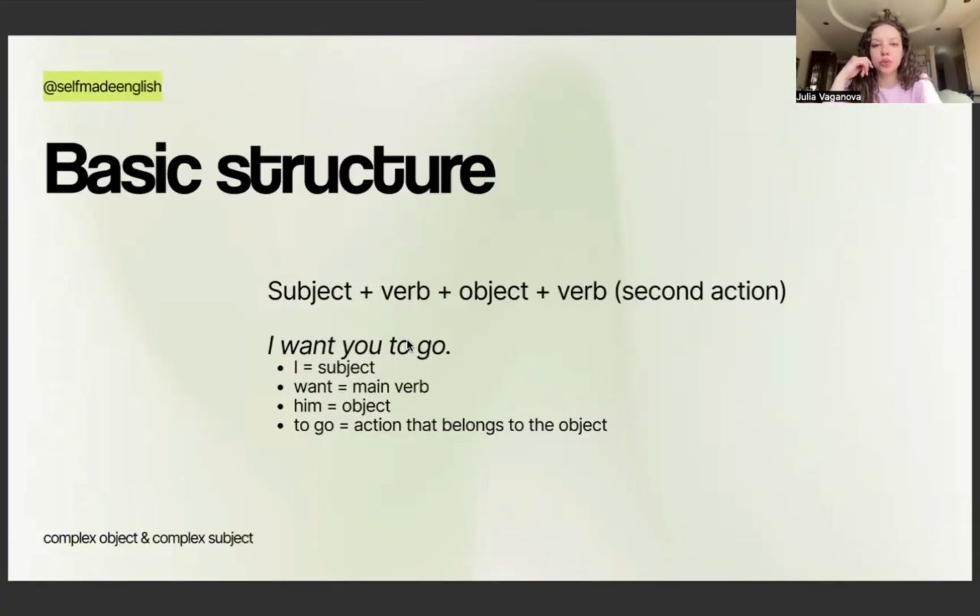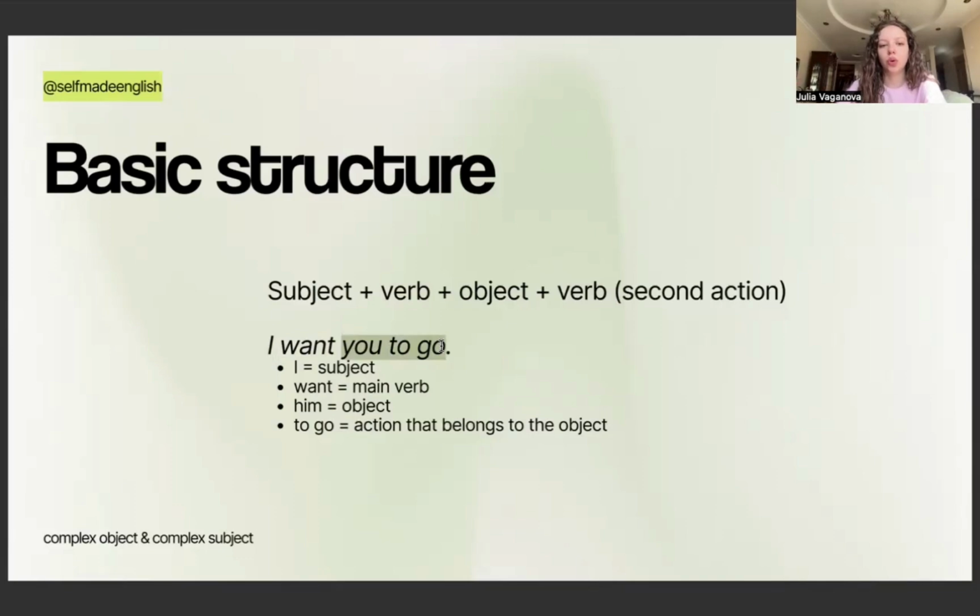Let's go. So first of all, we're going to speak about complex object, which is slightly more common and more informal than complex subject, and it is subject, verb, object, verb. All right, so we have two verbs, two different actions with different actors, right? I want you to go. Here, there is a subject I, which initiates the whole action. Then we have want you, which is like a simple object, but to go refers to you, right? To the object, and altogether they combine the complex object, right?